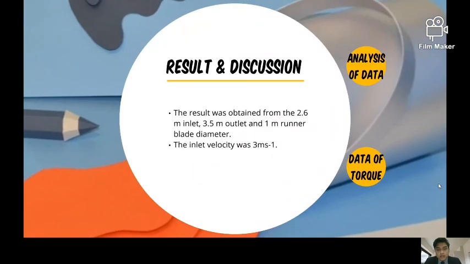For the result and discussion, this is the outcome of the research we received from the micro hydro turbine with different blade number from the software. We conclude after analysis that the velocity of 6 blade was higher than 4 and 5. Oh, sorry. The torque of the 6 blade was higher than 4 and 5.